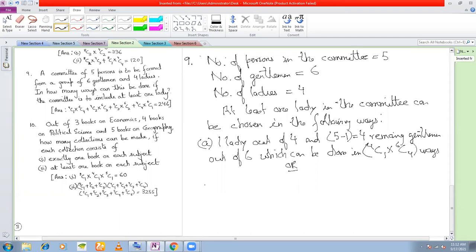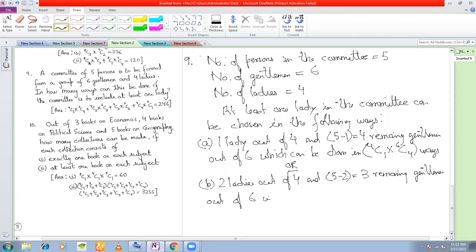Or you can have 2 ladies out of 4 and 5 minus 2 equal to 3 remaining gentlemen out of 6, which can be done in 4C2 into 6C3 ways, right?